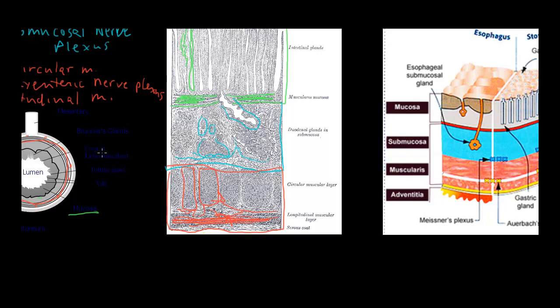So, circular muscle, myenteric nerve plexus, and then longitudinal muscle. These are all smooth muscles.